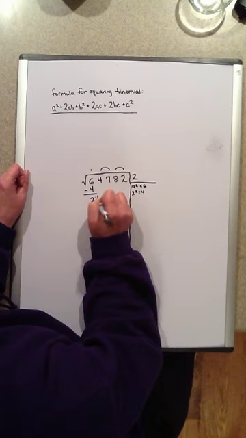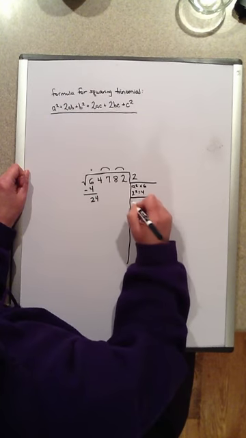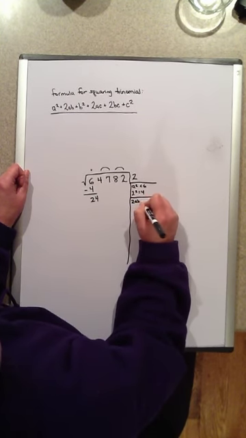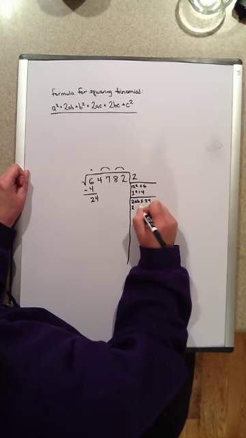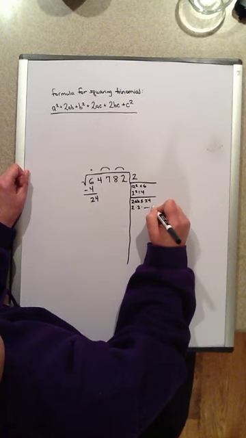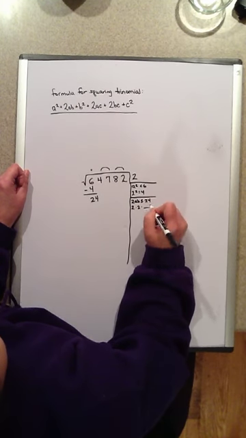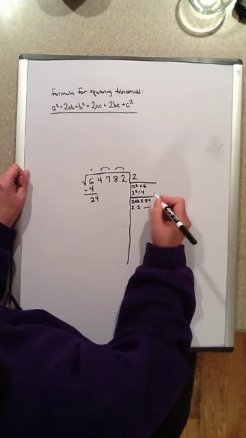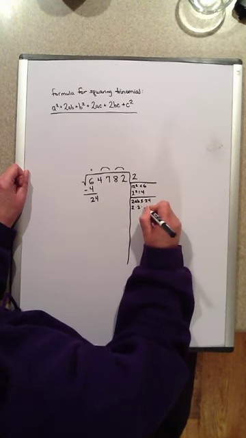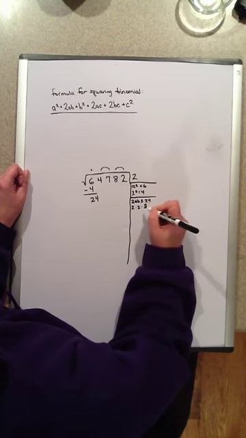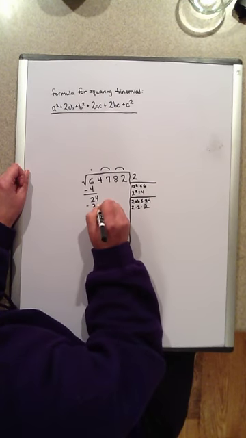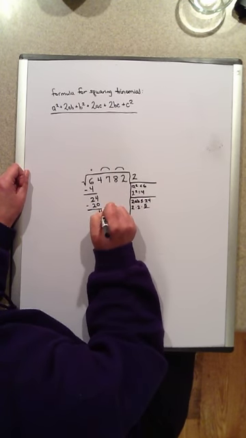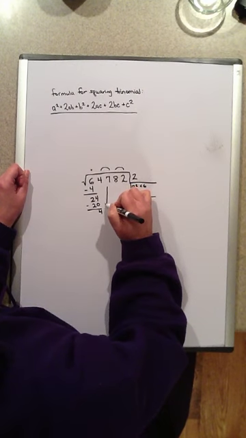Bring down the 4. We've got 24. 2ab has to be less than or equal to 24. 2 times 2 times what? This is 4. And I'm not going to choose 6. That's going to leave us with nothing. So I'm going to choose a 5. So 4 times 5 is 20. Let's bring down that 7.